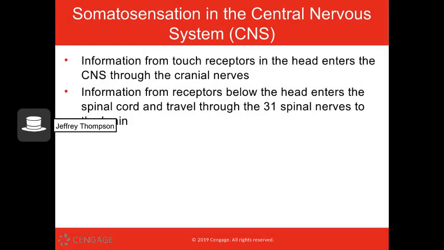So information from our touch receptors in our head enters the central nervous system through our cranial nerves. Information from receptors below the head enters the spinal cord and travels through 31 spinal nerves to the brain.